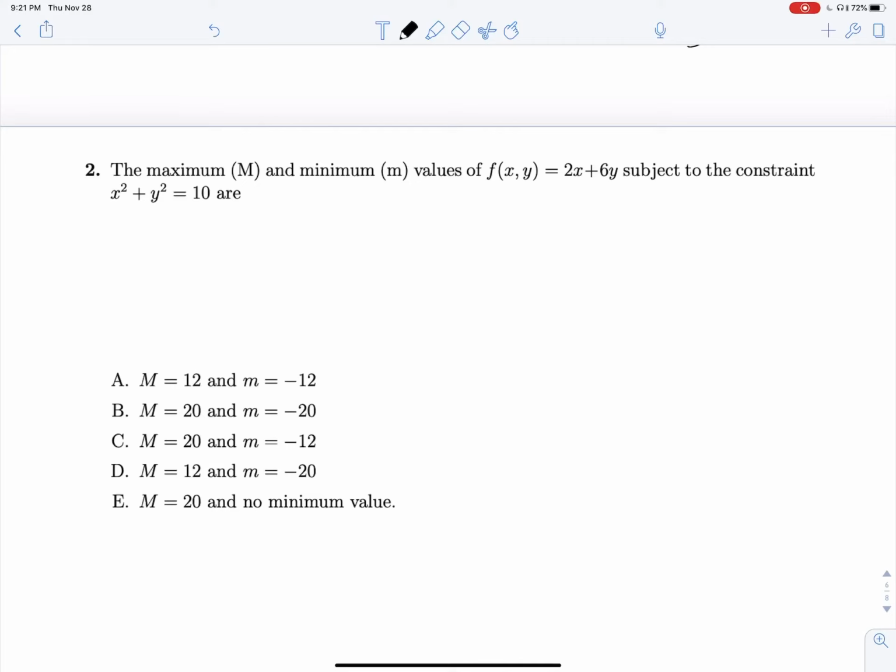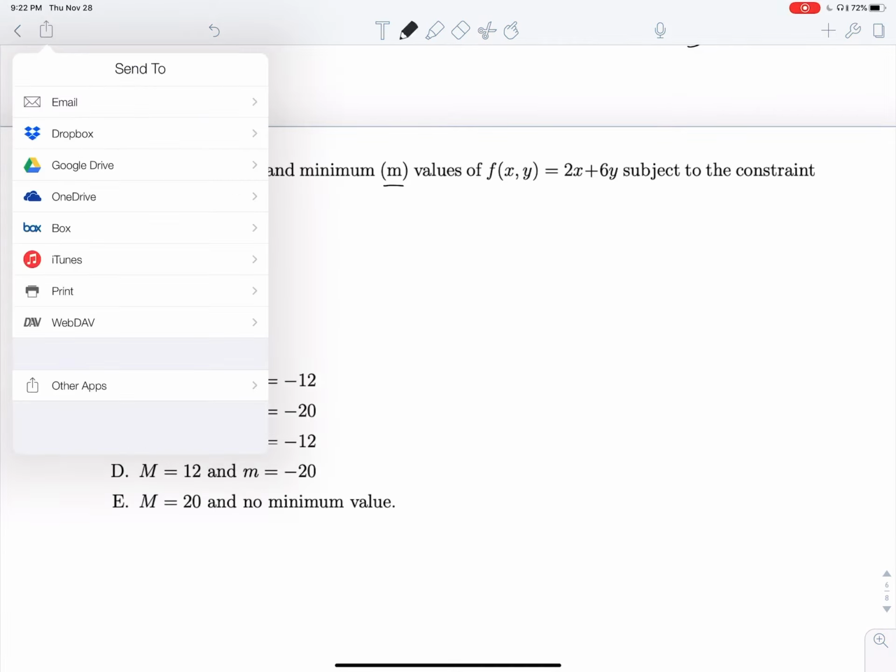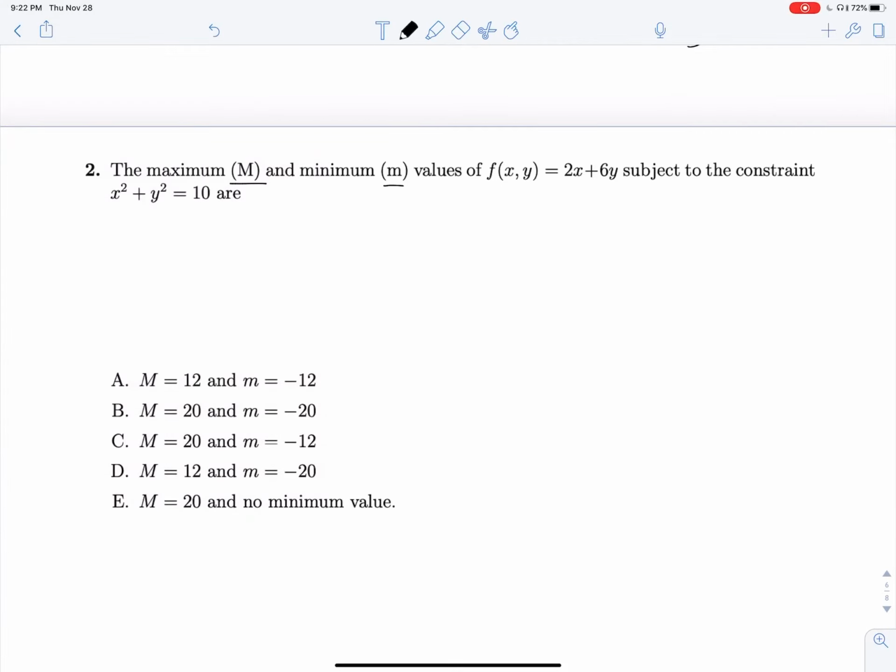Let's find our maximum M and our minimum m. I like in my head I always say them, I always say the capitalized one louder. I don't know if that's just a me thing.